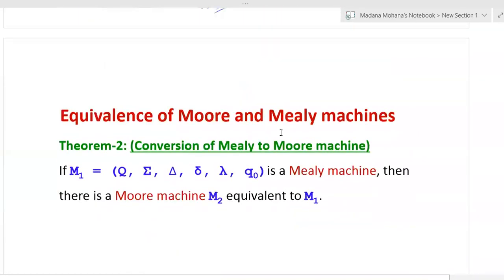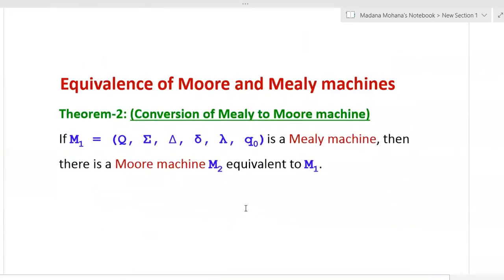Now we will see the other conversion, theorem 2. Now it is reverse: conversion of a Mealy machine to a Moore machine. Now a Mealy machine is given, and from it we construct a Moore machine. A Mealy machine has different outputs for every state based on the transitions. From that you can make a Moore machine with a common output for every state, irrespective of any transition. So we need to find its equivalent Moore machine.